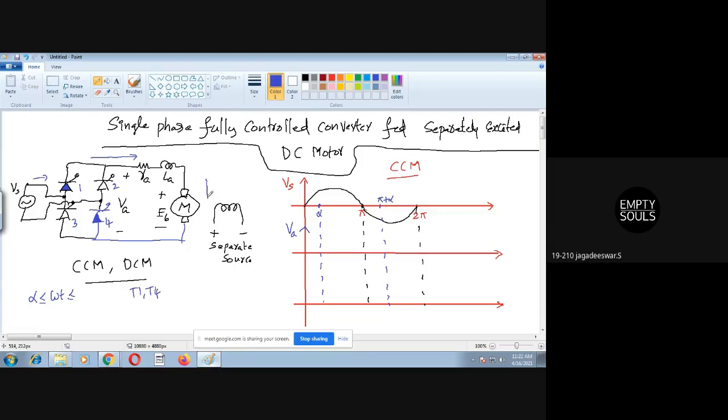Sir, freewheeling diode, sir. Yes, freewheeling diode is not there here. If you want, you can put the freewheeling diode also; the operation will be a little bit different. Just we are discussing the case where there is no freewheeling diode. It's not necessary that you must have the freewheeling diode. It depends entirely on us, and it really does not matter.